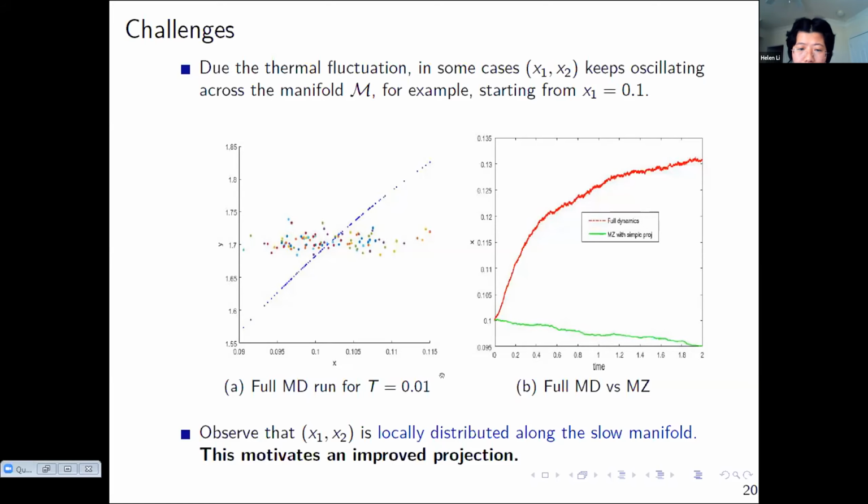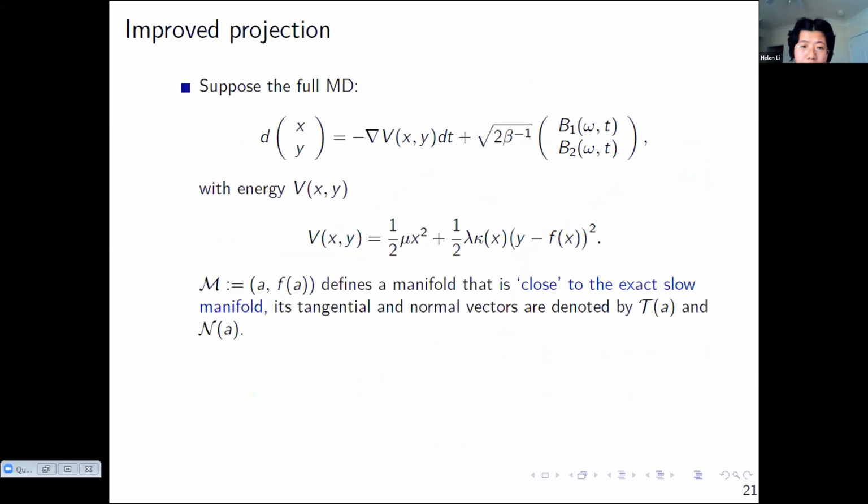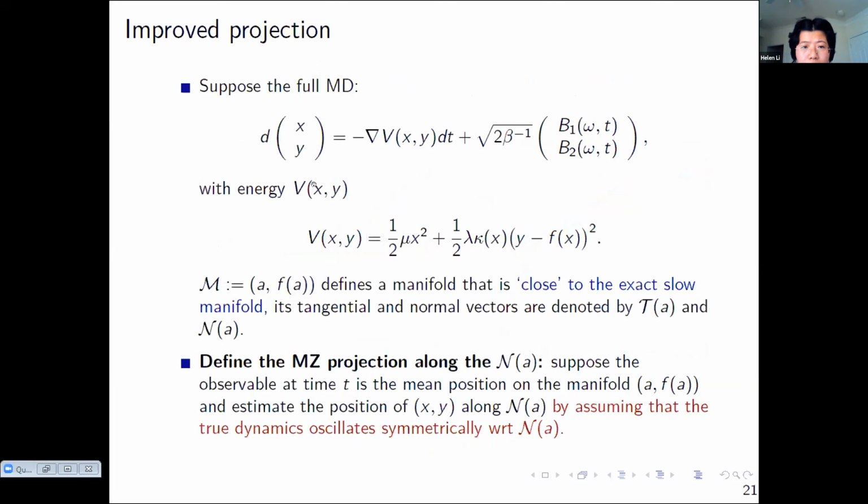And in order to take this oscillatory behavior into account, we need an improved projection. So let's record the MD underlying, over-damped Langevin, and we assume the potential looks like this. And this tells us a slow manifold which is close to the exact slow manifold. The idea of the improved projection is we define the Mori-Zwanzig projection along the normal of the slow manifold. So in other words, we suppose the observable at time t is the mean position on the manifold, and then we can estimate the position of x and y along the normal direction by assuming that the true dynamics oscillate symmetrically with respect to the slow manifold.